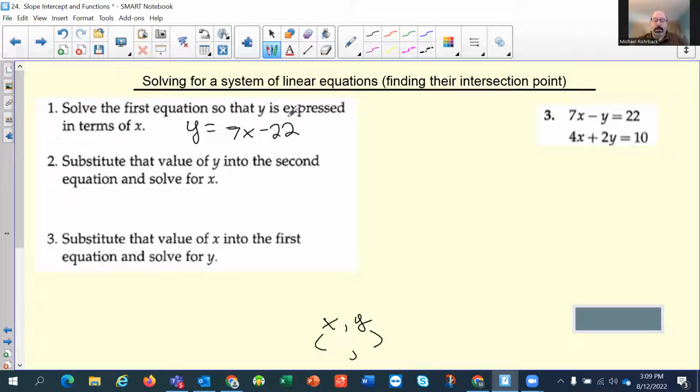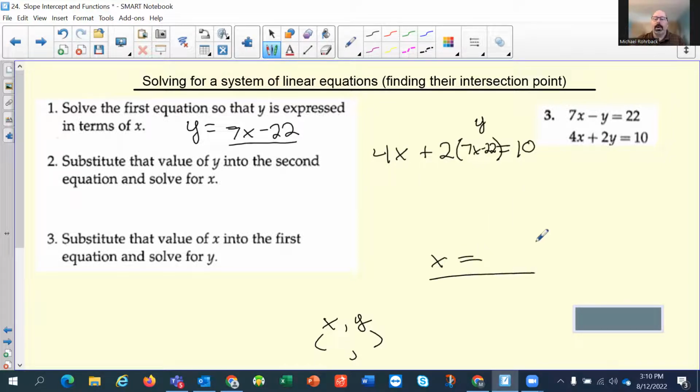Step 2: substitute that value. Okay, so if y and this right here are the same thing, instead of writing 4x plus 2 times y equals 10, if this is y, we can write 7x minus 22. So we're taking that value, putting it in the second equation, and now we're going to solve for x to see what x equals, because now we're down to one variable. So when we get x equals, down here at the bottom, we will know what x equals.